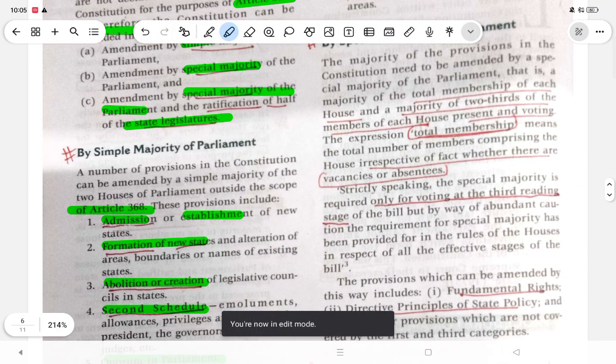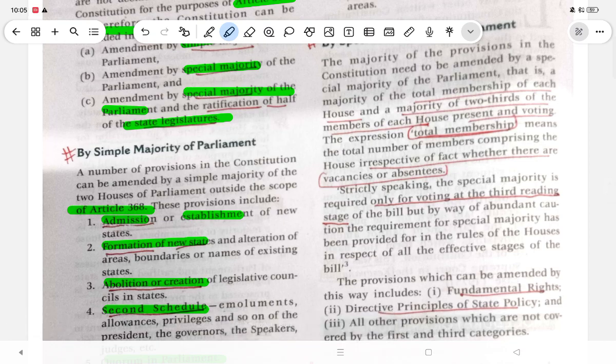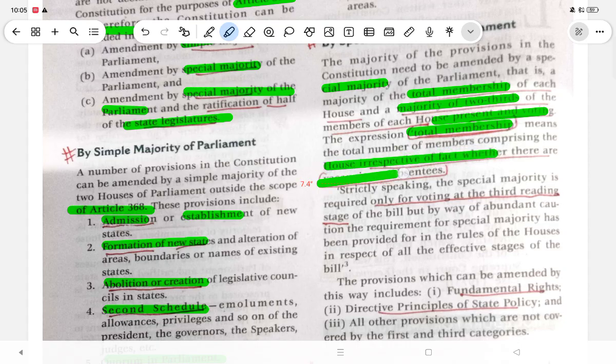By a special majority. The majority of the provisions in the Constitution need to be amended by a special majority of the Parliament, that is, a majority of the total membership of each house and a majority of two-thirds of the members of each house present and voting. The expression total membership means the total number of members comprising the house, irrespective of whether there are vacancies or absentees.